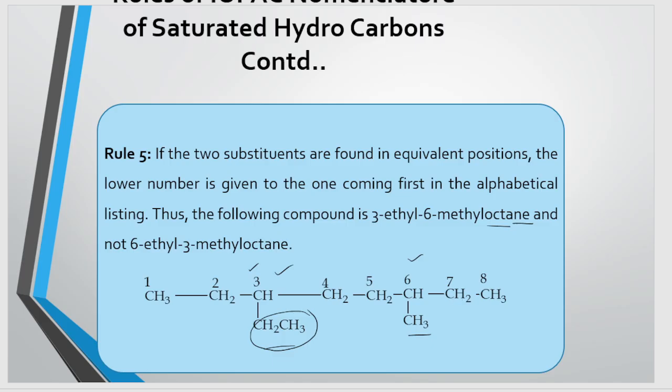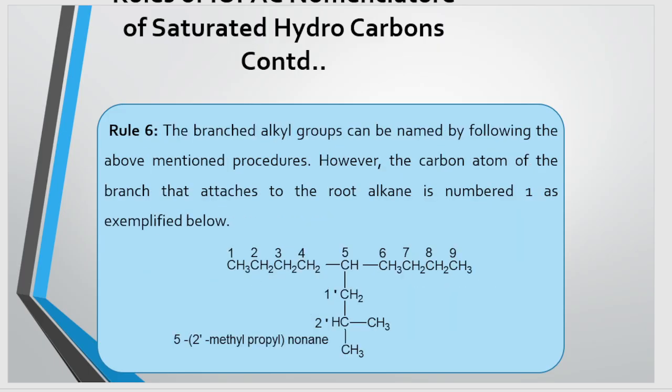Okay, so then what will be the name of this compound? 3-ethyl 6-methyl octane. But it is not 6-ethyl 3-methyl octane. Right? Now, rule 6. The branched alkyl group can be named by following the above mentioned procedure. However, the carbon atom of the branch that attaches to the root word alkane is numbered as 1. Let me explain in a simple way. This is the long chain.